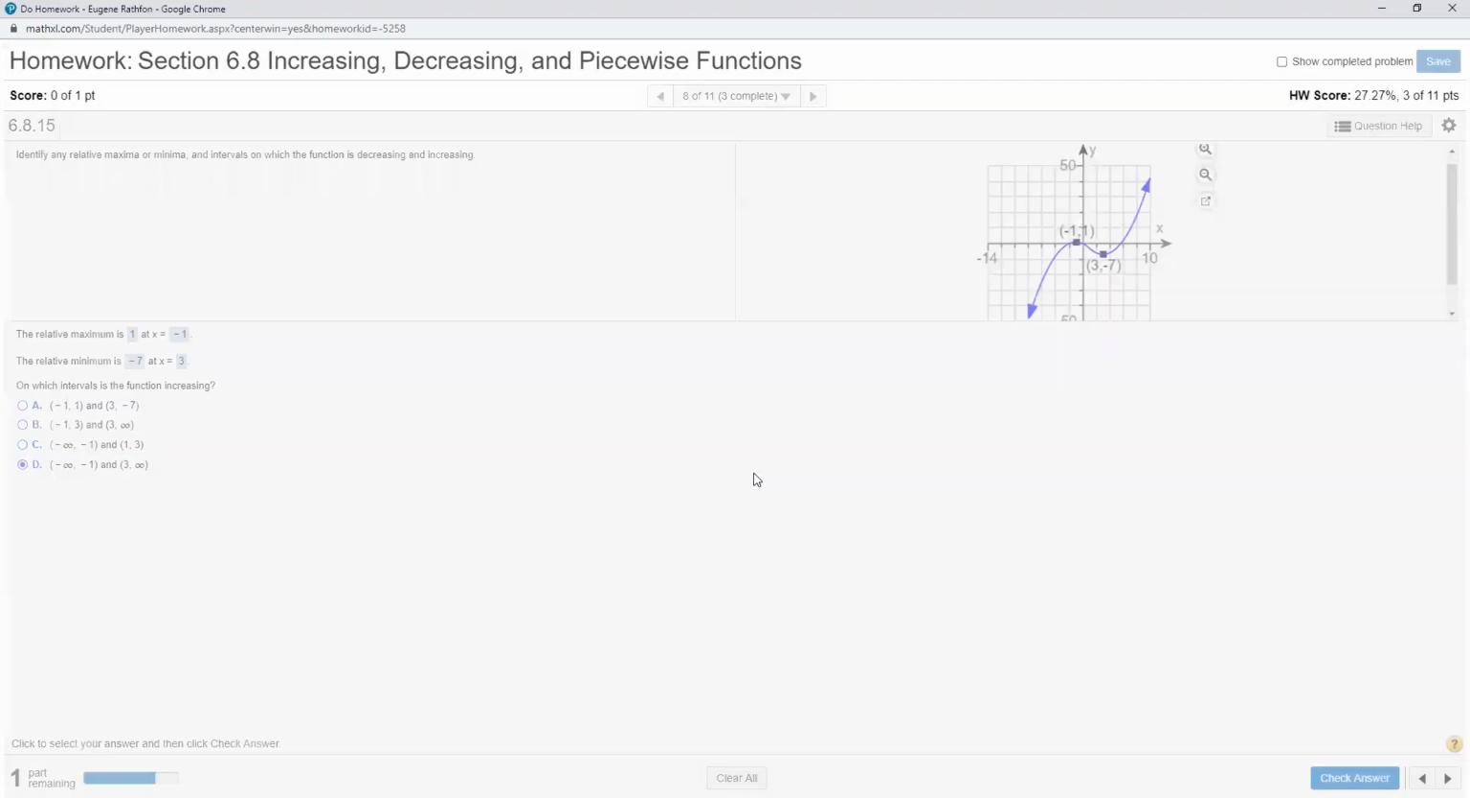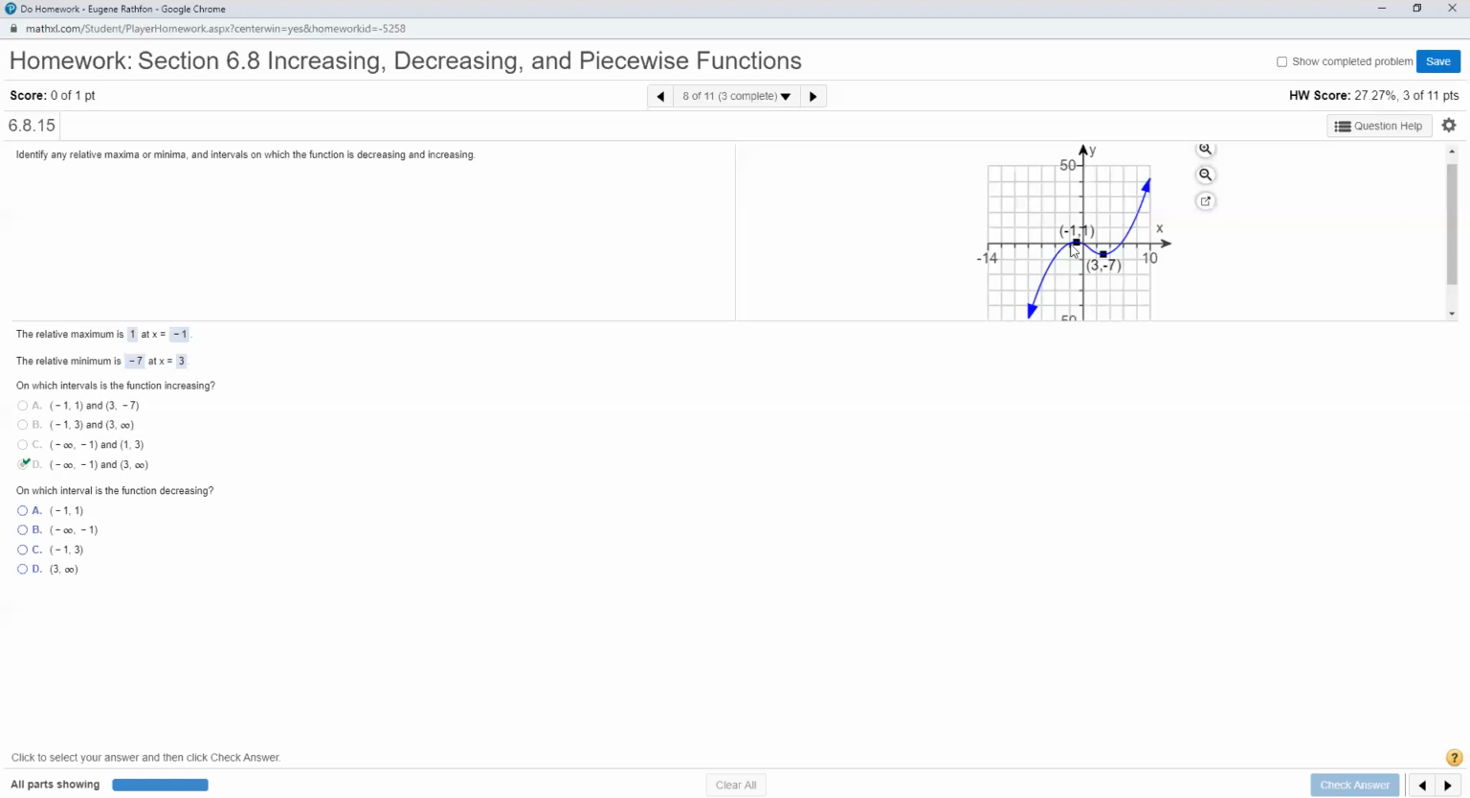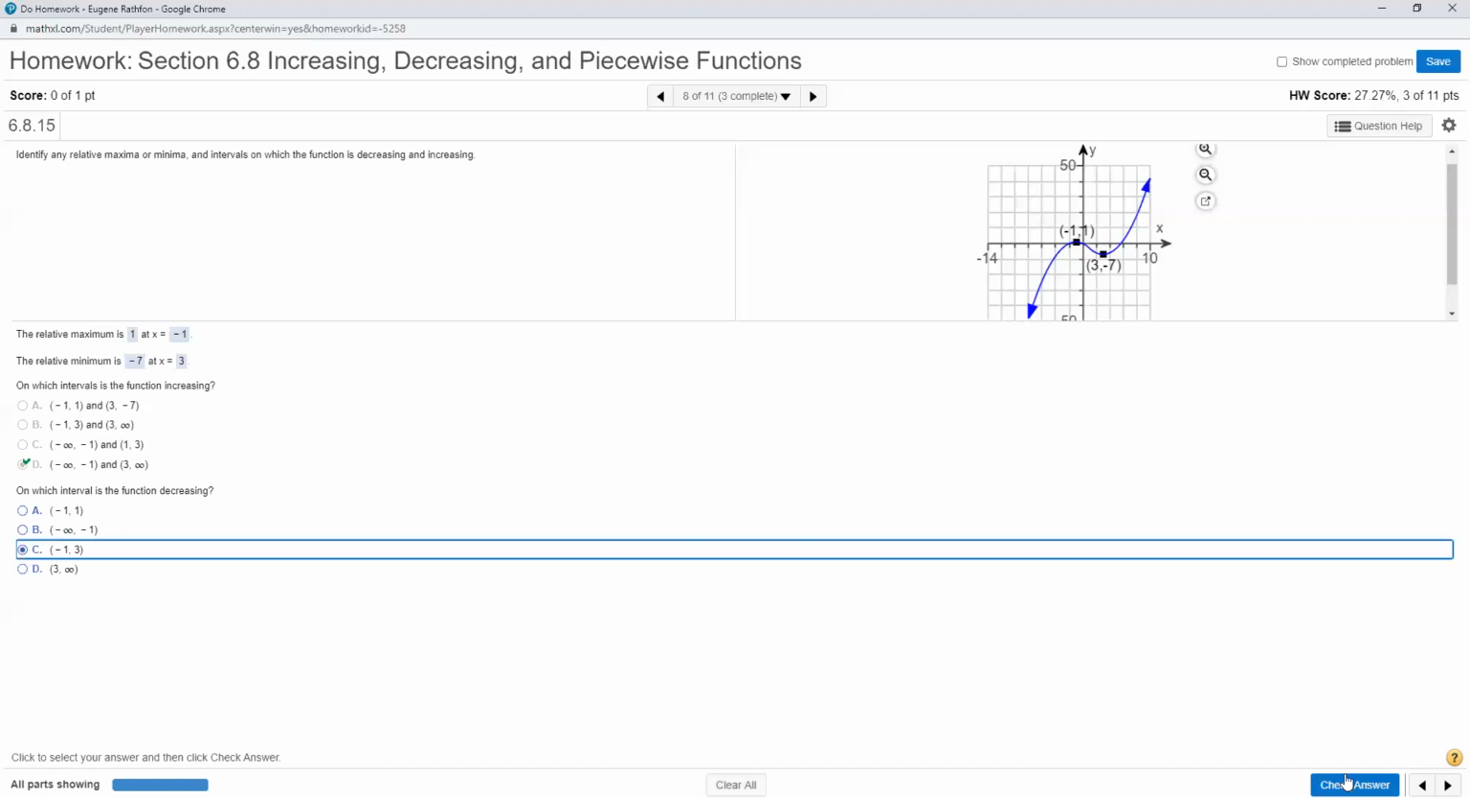All right, then I bet it wants decreasing, because that's all that's left, so I got to hit continue. So it's decreasing on this second little section here. So it starts decreasing at -1, and I'm cruising on the x's until I hit 3. So we needed -1 to 3, which would be C on that one.